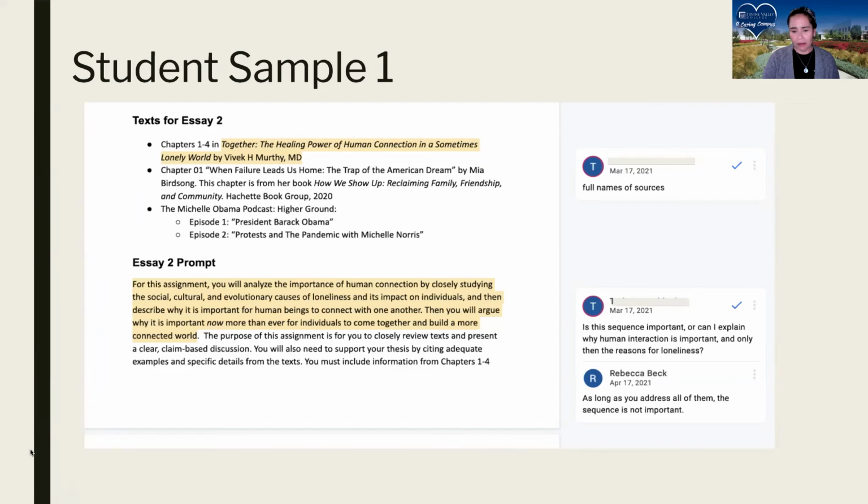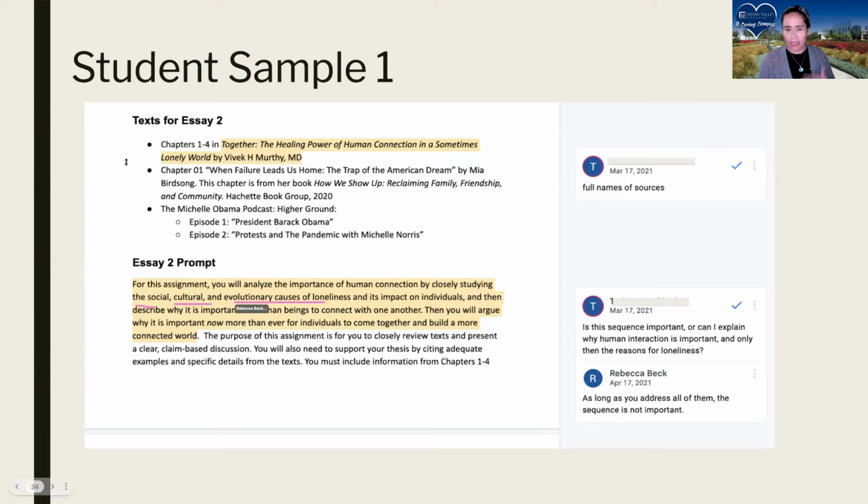So this is a student who says, okay, these are the full name of the sources. Then here's a question, right? The student is asking me, is the sequence important? Or can I explain why human connection is important and only then the reasons of loneliness? So then I help this individual here and I address the question, and then I know that they feel confident starting the essay with the knowledge that I don't have to have the order as it's exactly in the prompt, right? Social, cultural, and evolutionary.